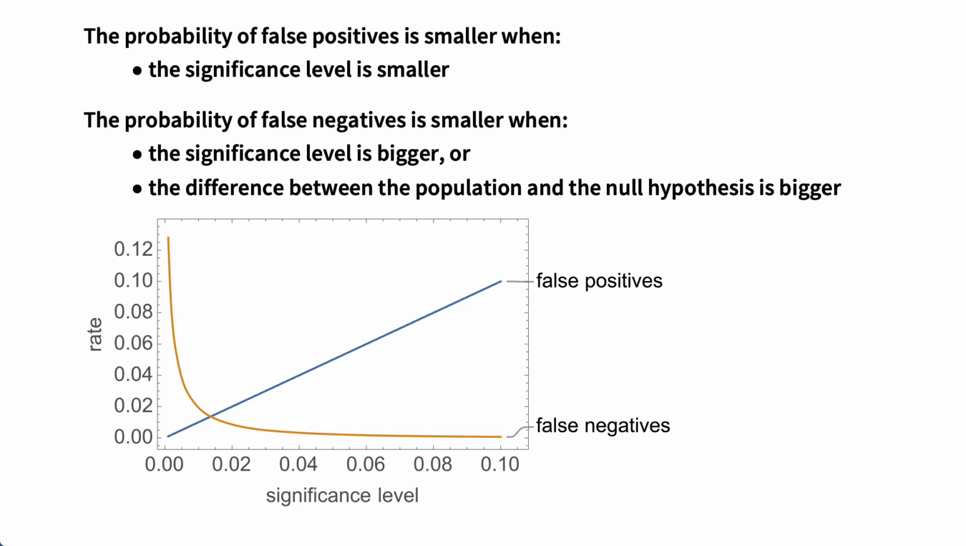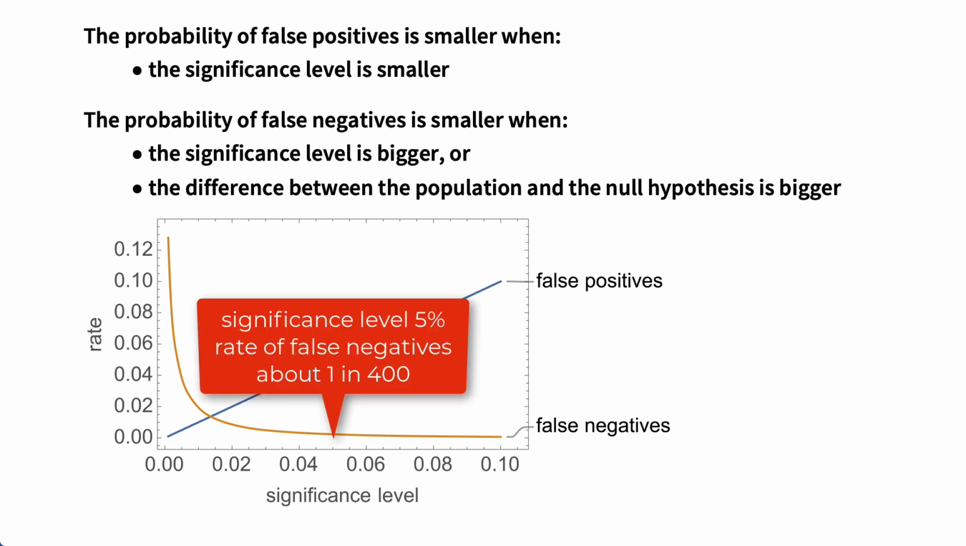For example, if the mean of the actual population differs from the null hypothesis by 1 standard deviation, which would in many cases be a relatively large difference, then in the example considered here, with sample size n equals 25 and significance level of 5%, the rate of false negatives is about 1 in 400.